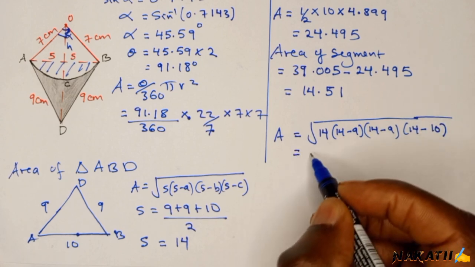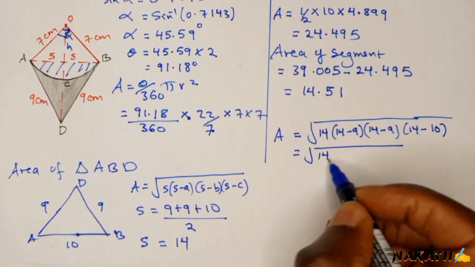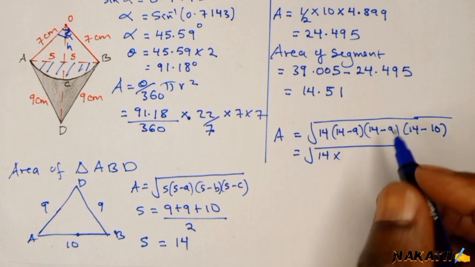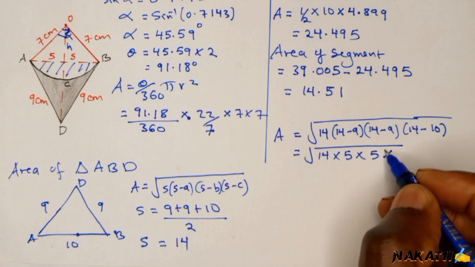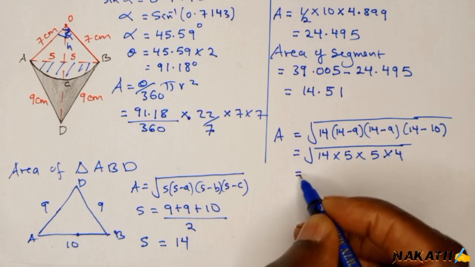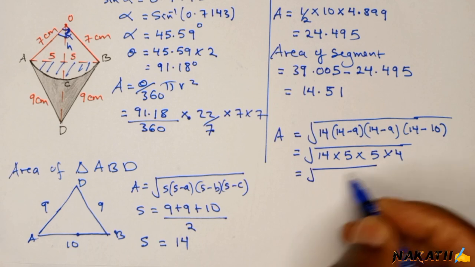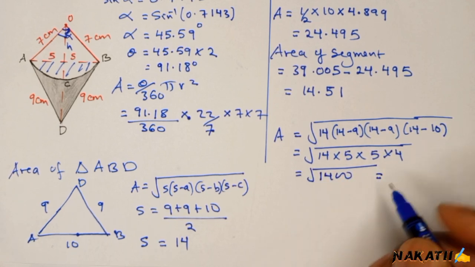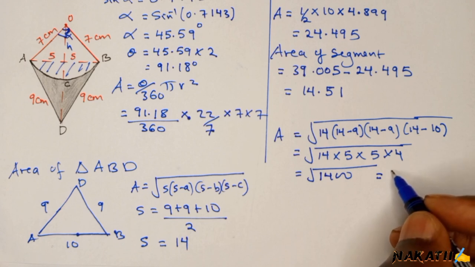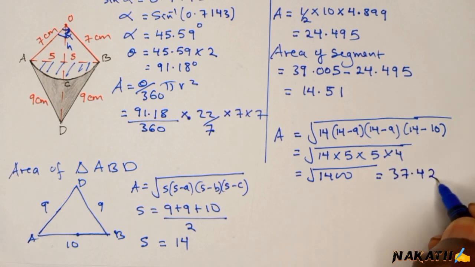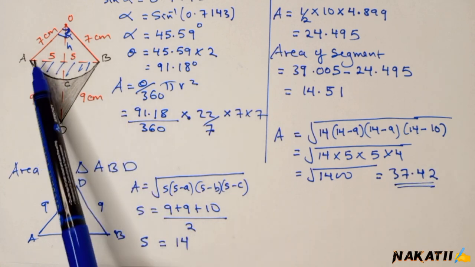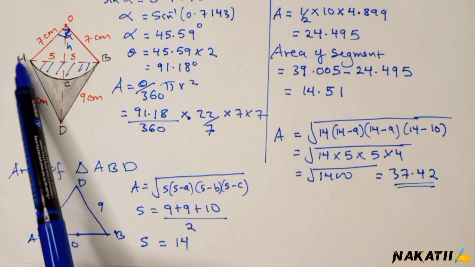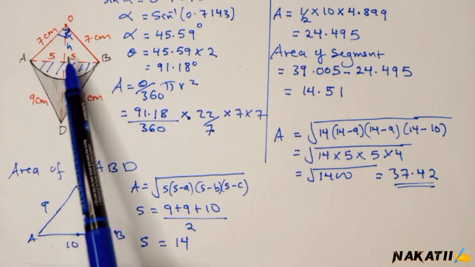This will be the square root of 14 times 5 times 5 times 4. If you simplify this, you're going to get the square root of 1400. And this simplifies to, if you use your calculator, 37.42. This one here is the area of this triangle. We know the area of this segment.